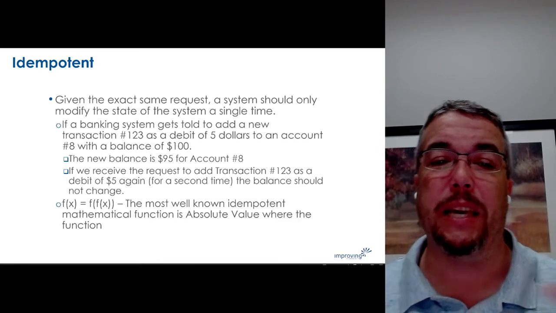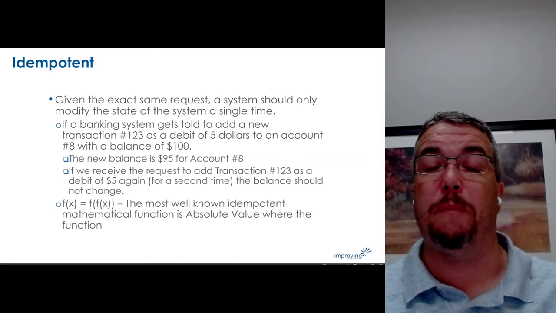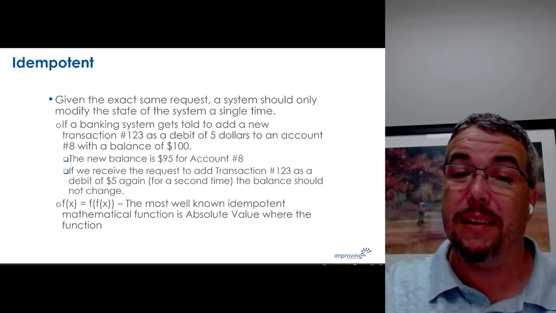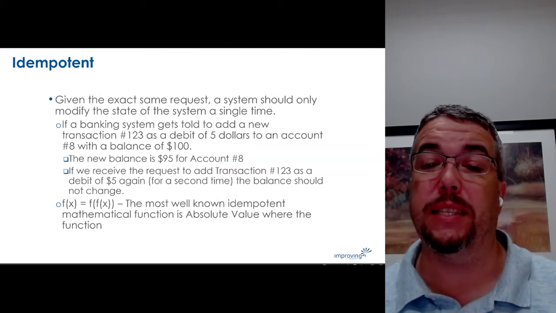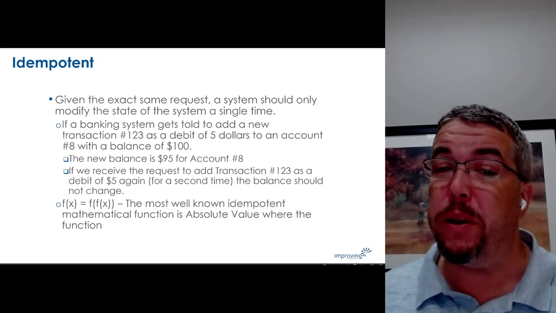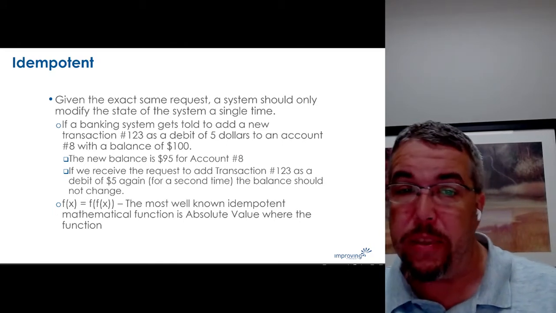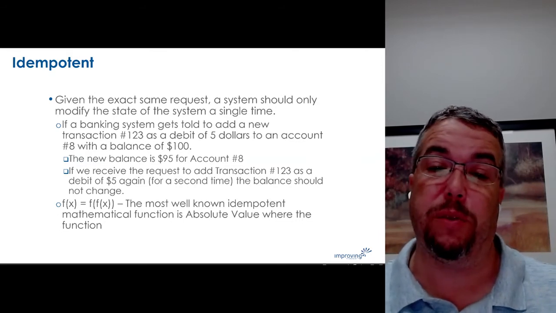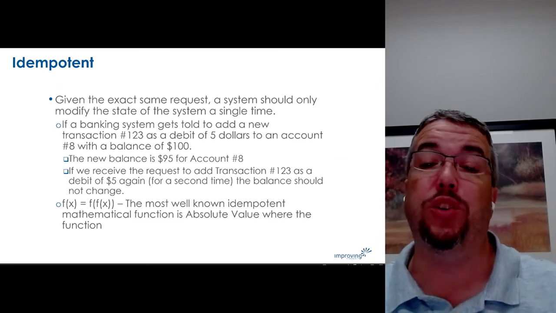So in the example I give here, if we have a banking system and we're moving $5 on transaction number 123 from bank account 8, and we're doing a withdrawal here, then the new balance, once this is processed, should be $95, of course, for bank account 8. But if we receive that exact same request to add transaction 123 again, we should look at that, go, we already have processed transaction 123, and because of that, we don't need to do this debit again. It shouldn't affect the balance.